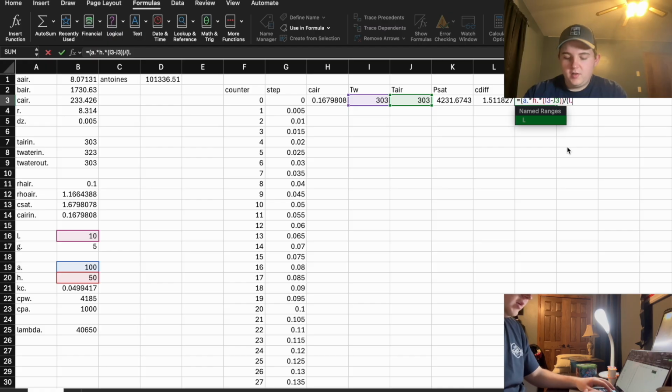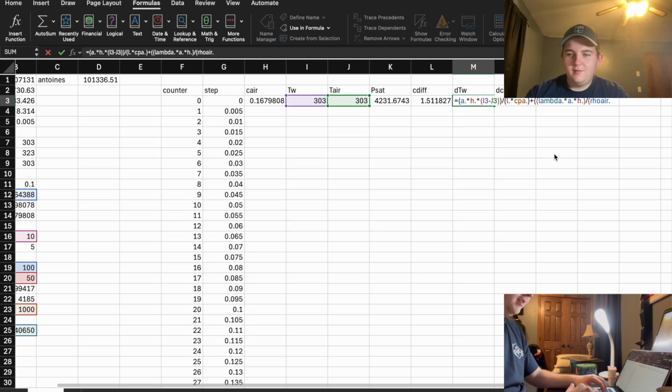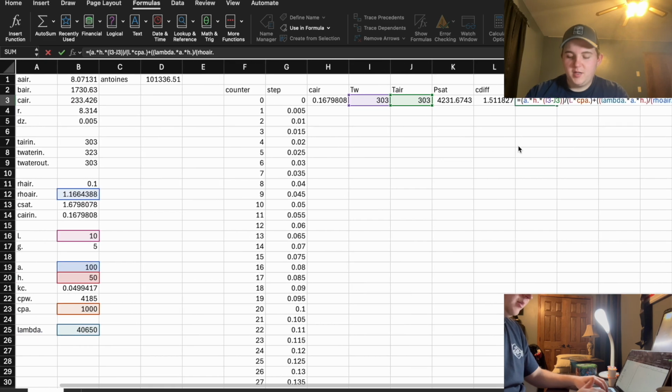Okay, looks good. Times our L dot. Oh, oops, sorry. CPA dot. Lambda multiplied by A dot times our H dot divided by our rho air dot. I don't know if actually I can just look up top. I don't need to see that.